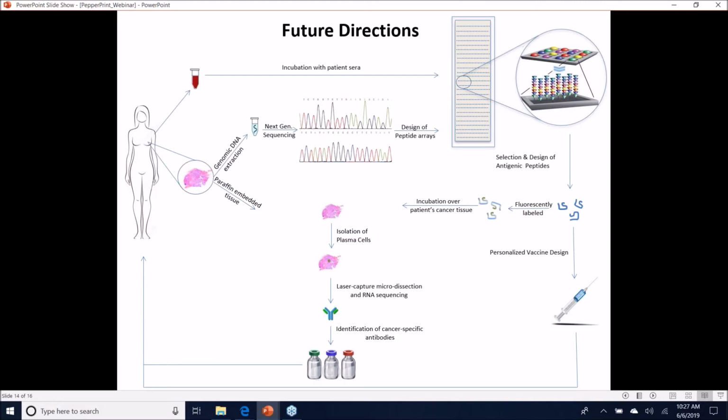especially since a lot of solid tumors are typically not very responsive to immunotherapy, and one of the key reasons is that identification of tumor antigens is not easily accomplished. So we think PEPperPRINT peptide microarray has a role in this kind of space.